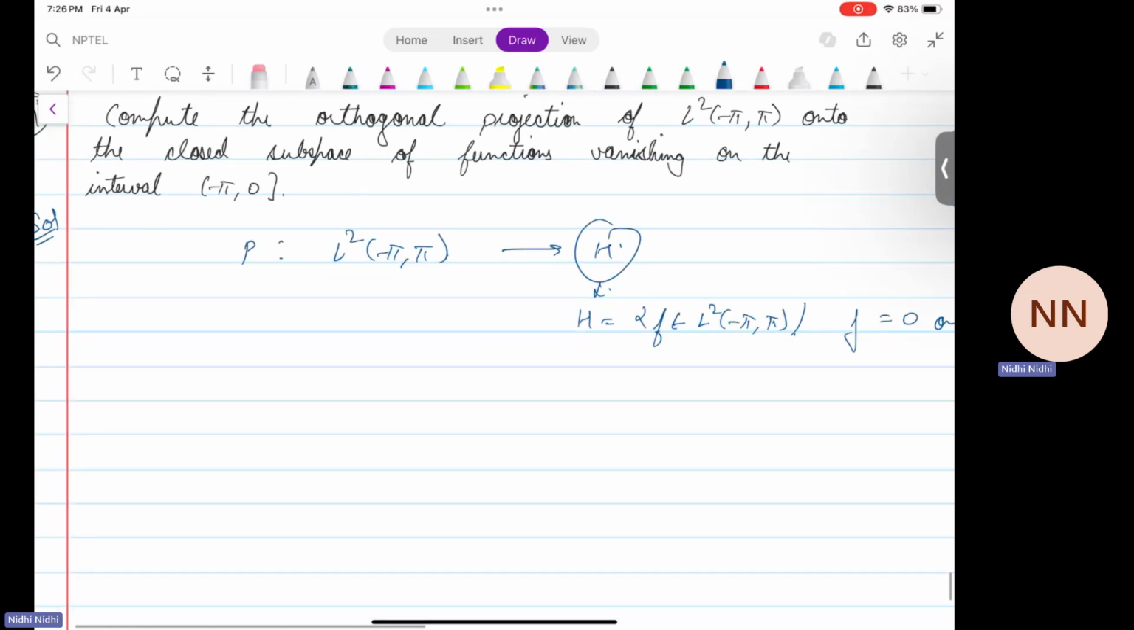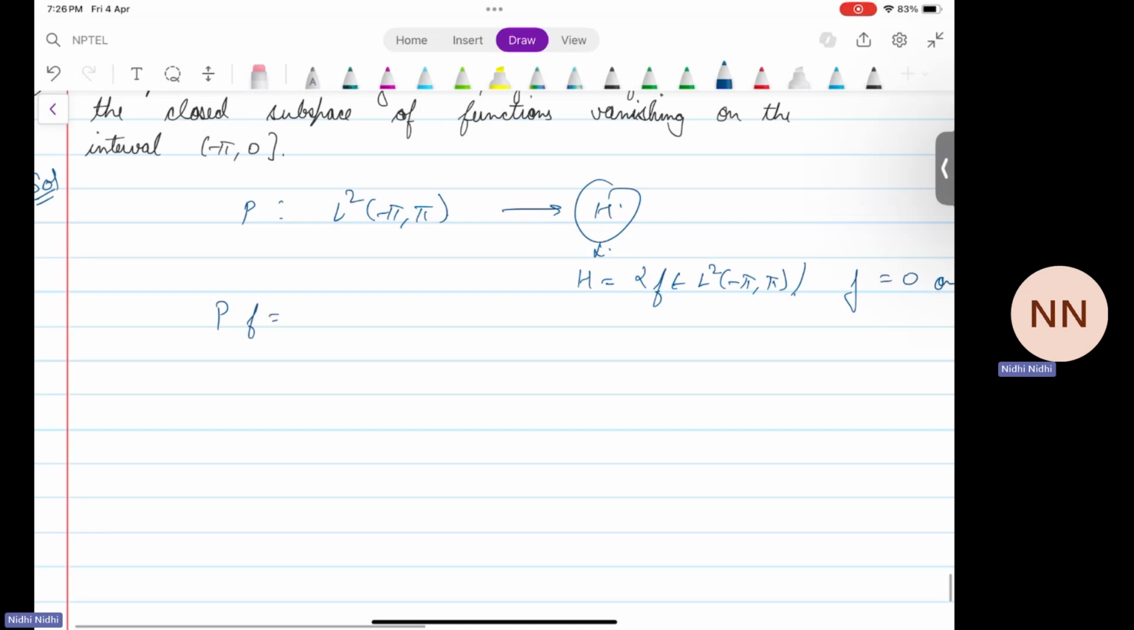Now, if I define Pf equal to f times the characteristic function on the interval 0 to pi, in that case, obviously every function f will be mapped to some function g which is 0 on minus pi to 0, because this is just the product. So this P is well defined. Moreover, any function vanishing on the interval minus pi to 0 can be written in this form. So this is an onto linear transformation. All we need to see is whether this is an orthogonal projection or not. For that, it should satisfy the characterization of the orthogonal map.